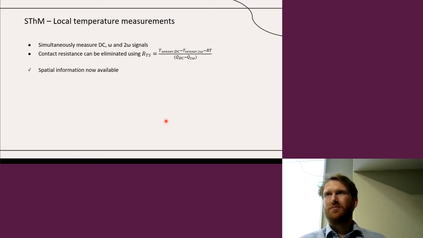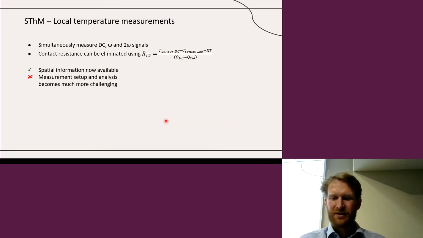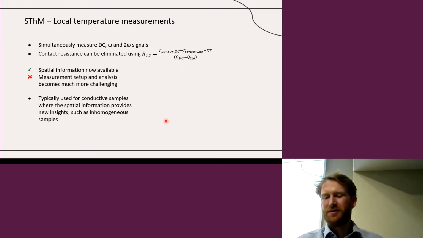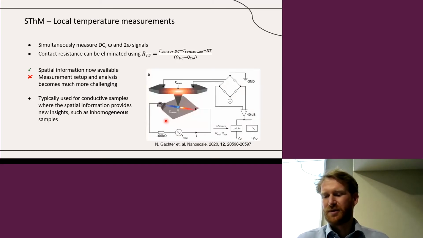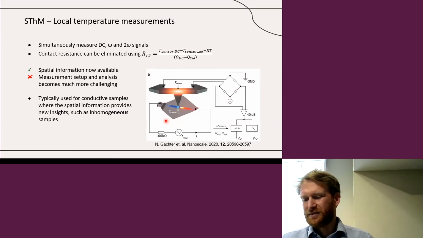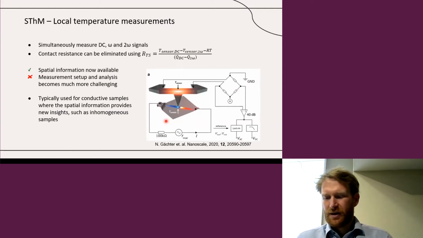So now by adding this on top of the general self-heating method, we also have the spatial information. But of course, we are getting away from our very simple measurement system where we just press a button and we get our signal out, and it becomes already a much more challenging system. So this is typically used for conductive samples where you do want this kind of spatial information.